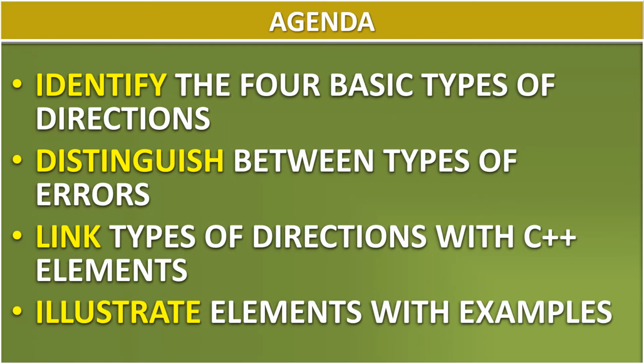So our agenda for today is to identify the four basic types of directions, which I listed before. They are selection, iteration, definition, and sequence. Once we get that, and show how they apply to the different things we're going to be doing with the computer languages here, I also want to spend some time distinguishing between different types of errors.